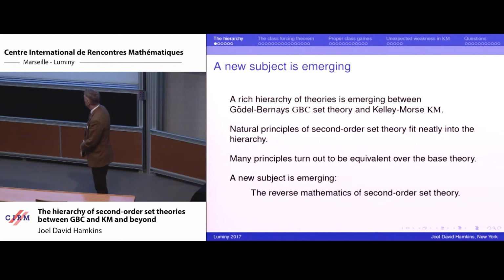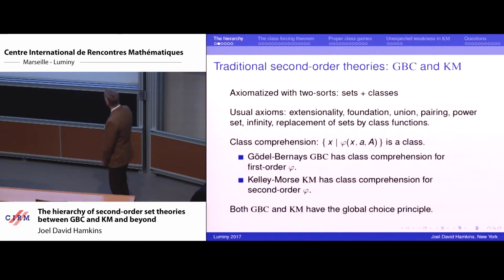What I want to tell you about is what I think of as a kind of new subject that's emerging about the hierarchy of theories between Gödel-Bernays set theory and Kelley-Morse set theory. What's happening is that many natural principles of second-order set theory turn out to be equivalent to each other over that base theory of GBC, and it's very reminiscent of the situation in reverse mathematics of second-order arithmetic. And so I call the subject the reverse mathematics of second-order set theory. So what I want to do is show you some examples of what I'm talking about.